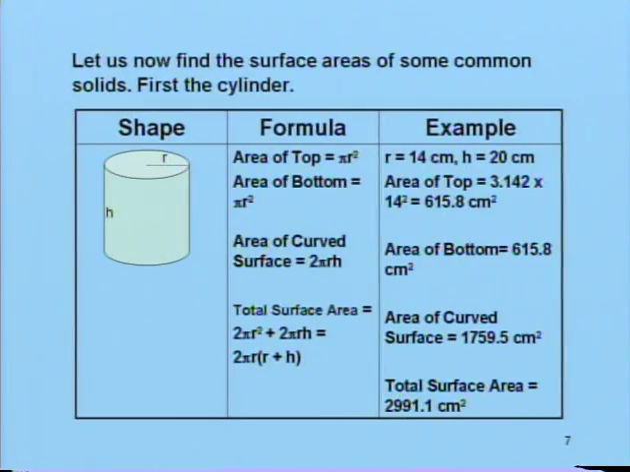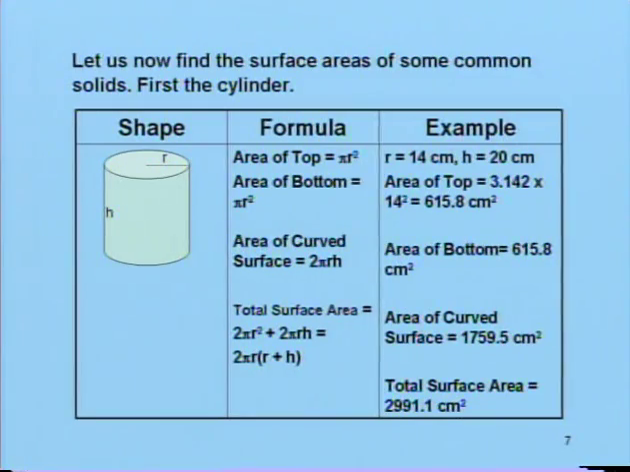So the total surface area is equal to the sum of those three parts. That is the top, the bottom, and the curved surface. So the total surface area is equal to 2 pi r squared, that's the top, plus 2 pi r h, which will give us 2 pi r squared will be top and bottom, and 2 pi rh will be the curved surface, which can be expressed from our factorization principle as 2 pi r into r plus h.